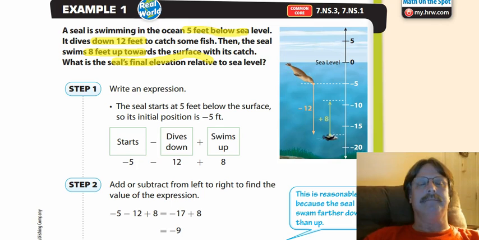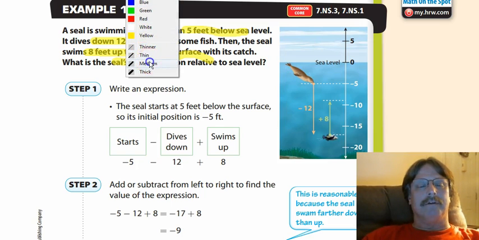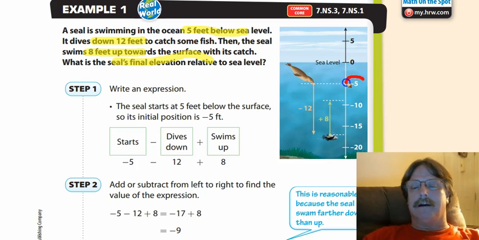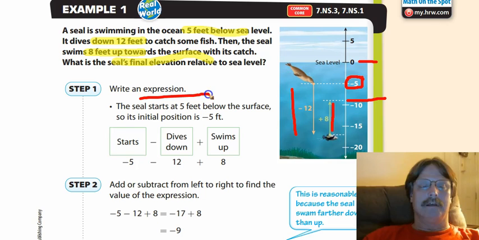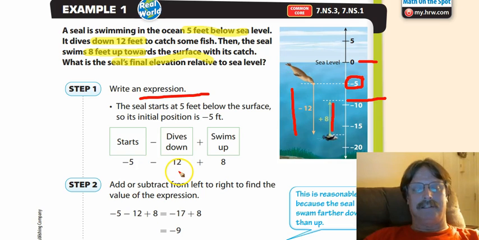So when we look over here at the picture, and I want to adjust my pencil a little bit to make it a little easier to see, we're starting here at the 5 feet below sea level. Okay, here's our sea level. So he goes down 12, so that's a minus 12. He's going to go up 8, so that's up 8 feet. And then what is our final surface and where he's at? So we're going to write an expression. Okay, so it starts at minus 5 feet. We subtract the 12 because he dove down. And then we add the 8 because he came back up.